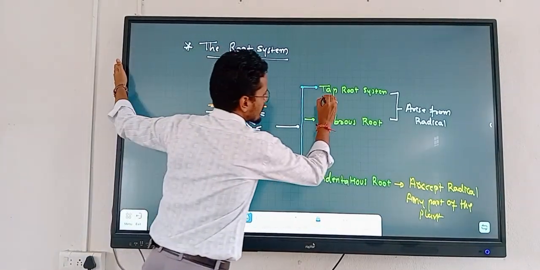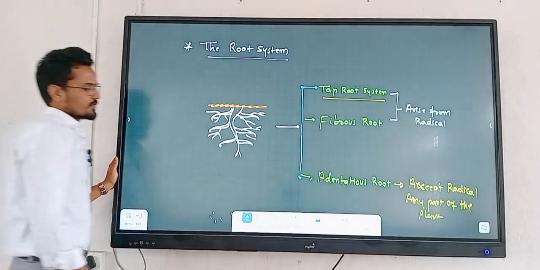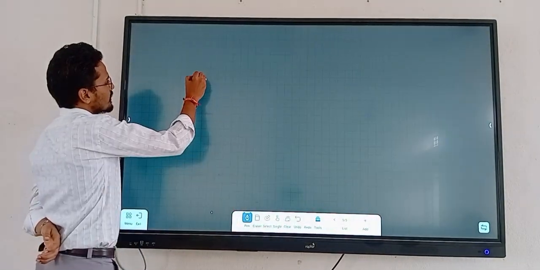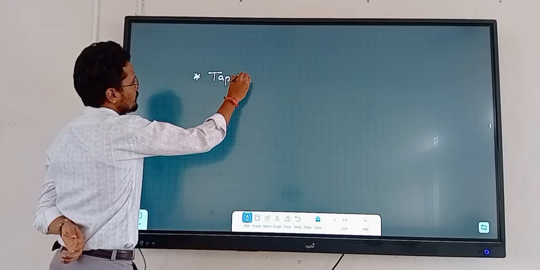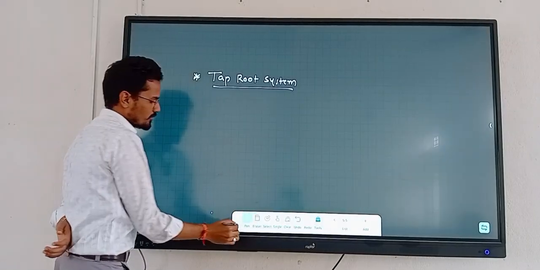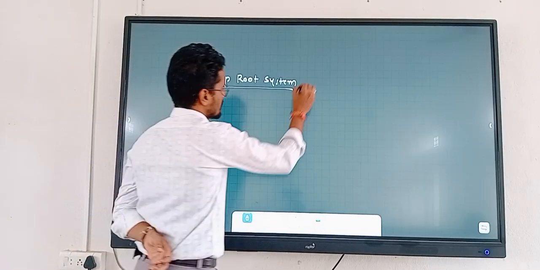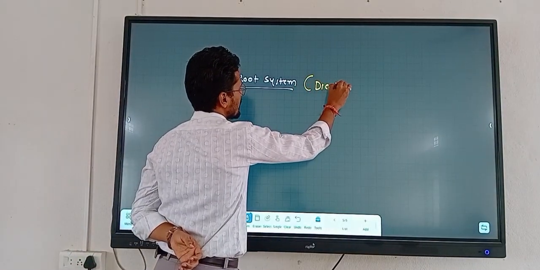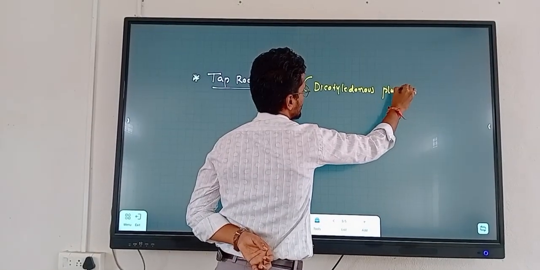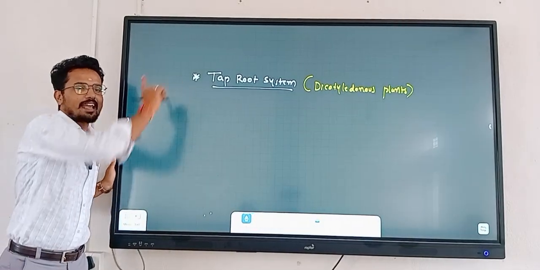So first we are going to deal with the taproot system. First we will see the morphology of the taproot system in a scientific manner. We'll see that next. This taproot system we usually see in dicotyledonous plants.